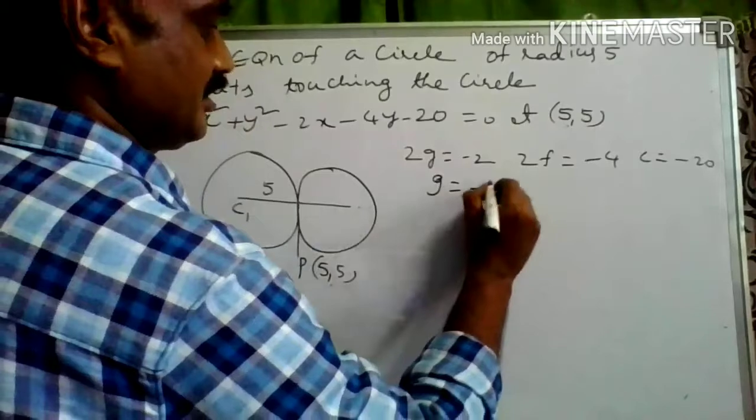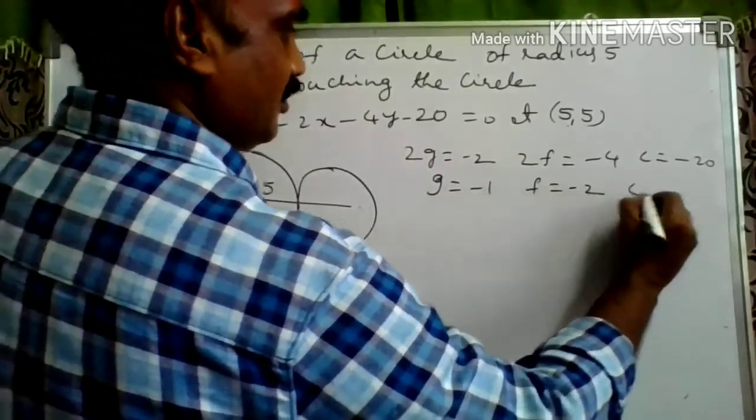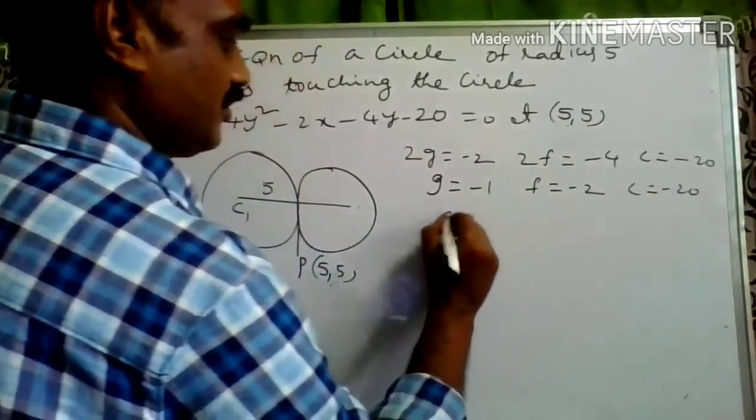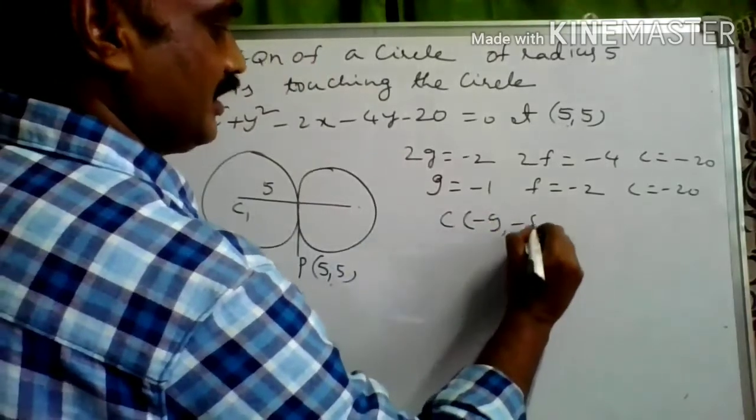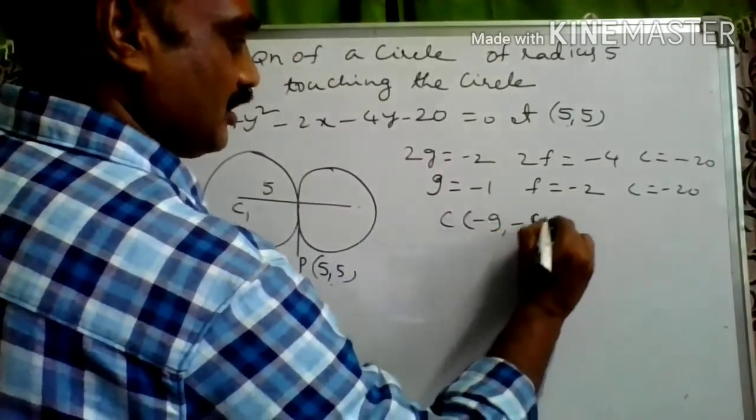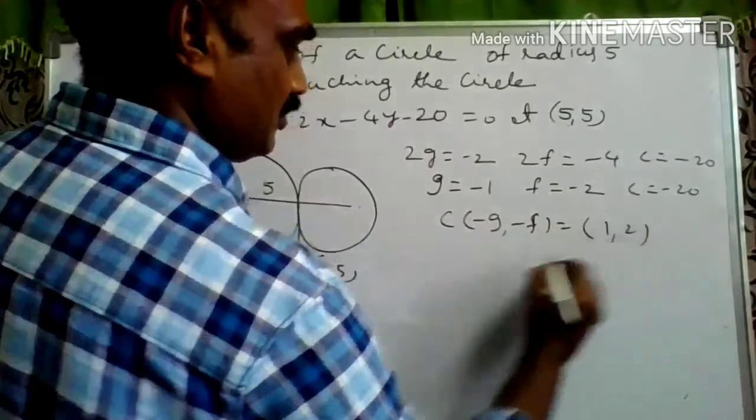So g is equal to minus 1, f is equal to minus 2, c is equal to minus 20. Center formula is minus g comma minus f, that is equal to 1 comma 2.